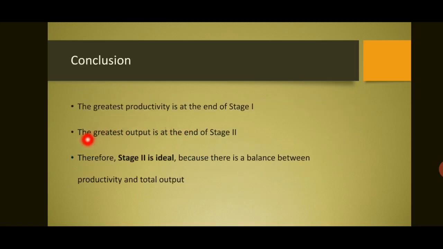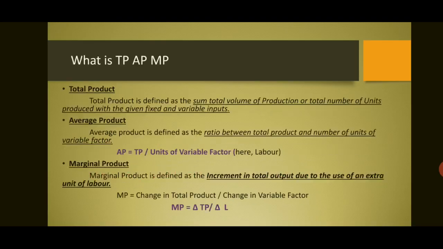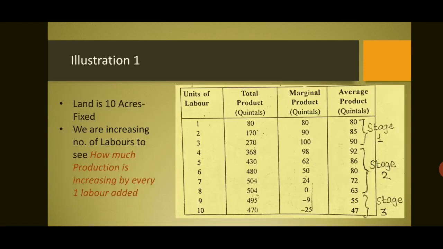The greatest output is at the end of stage 2. Yes, we have got the greatest total product at the end of stage 2, that is at the level of 504 quintal. So total product is maximum at what point? At 504 quintals at the end of stage 2.